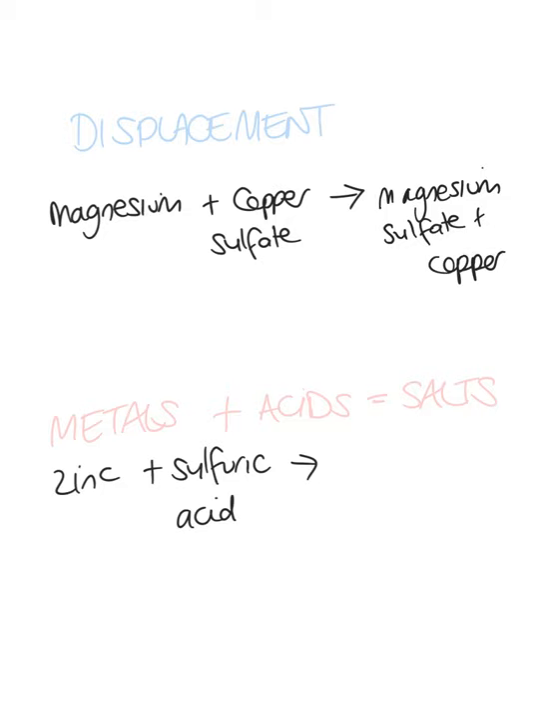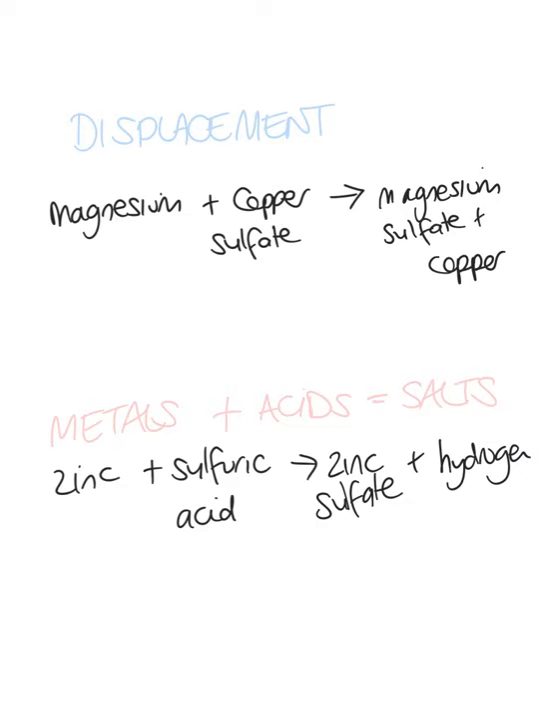Okay, so in this example, we've got zinc plus sulfuric acid. When we add a metal to an acid, we always get a salt, and the salt here would be zinc sulfate, and the gas produced would be hydrogen. Okay, so these are two of the reactions, not the only reactions, that you can then create ionic equations from.